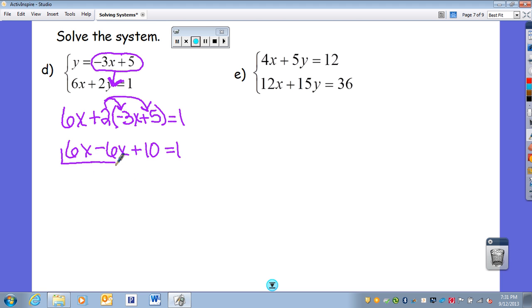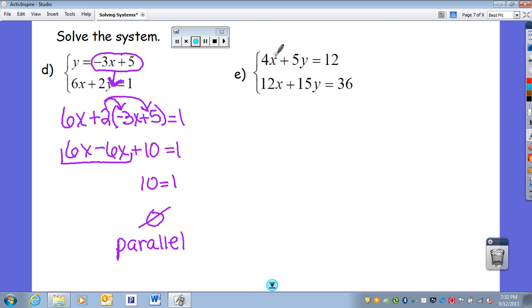To finish solving, I want to combine like terms. 6x minus 6x is 0. So my result is 10 is equal to 1. This situation where the variable drops out, where we have a number value equal to another that is not true, would give me an answer of no solution. These two lines, if drawn on the coordinate plane, because there is no solution, would be parallel. Parallel lines have no solution.